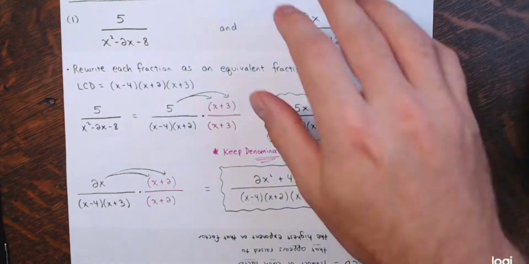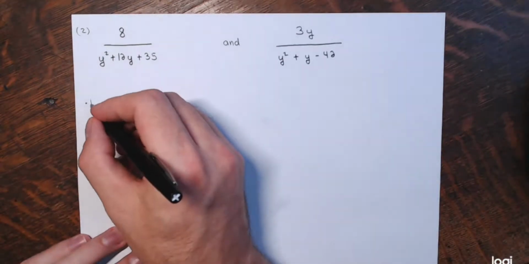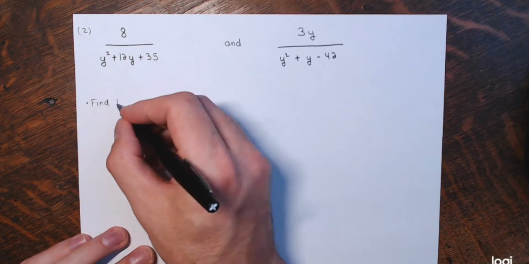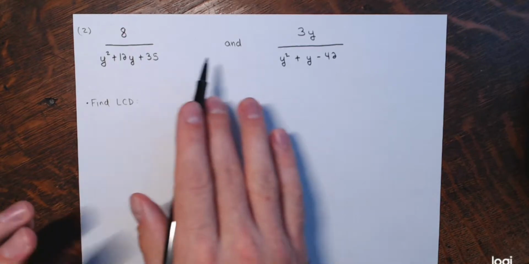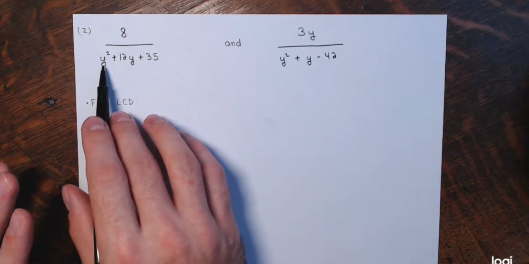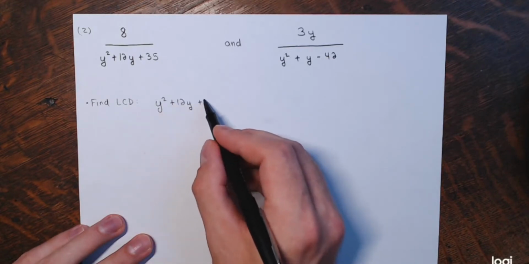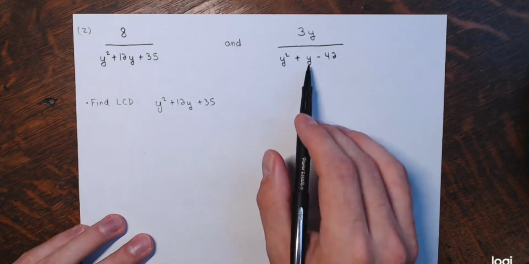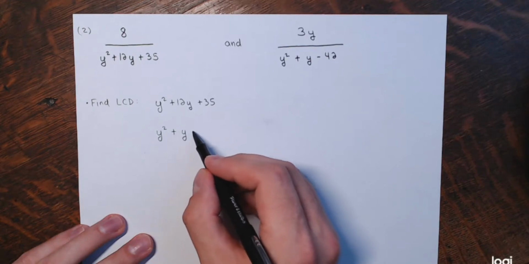Okay, that was example 1. Example 2. Same instructions. So the first step is to find the least common denominator, the LCD. Because right now the fractions have different denominators. This fraction has a denominator of y squared plus 12y plus 35. And this fraction has a different denominator, y squared plus y minus 42.